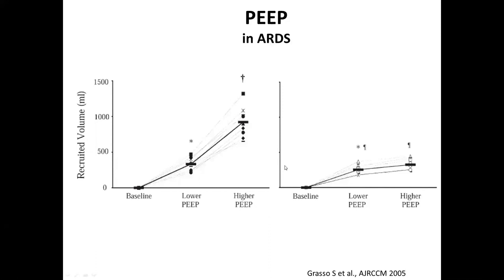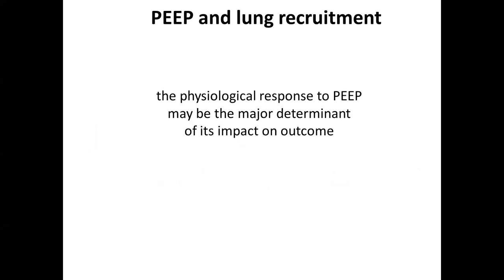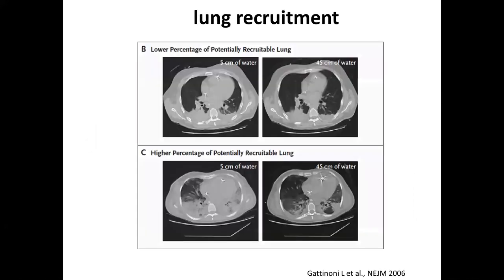That suggests that maybe the response to PEEP is what matters. And those trials comparing higher versus lower PEEP didn't really investigate the response to PEEP because that was not part of the trial design. So this is very important, because maybe physiological response to PEEP may be the major determinant of its impact on outcome. I think I copied this sentence from one of Ewan's papers that I'll show you later. So the response in terms of lung recruitment to PEEP may be the physiological effect that we should monitor to understand if higher PEEP is better than lower PEEP for a particular patient.